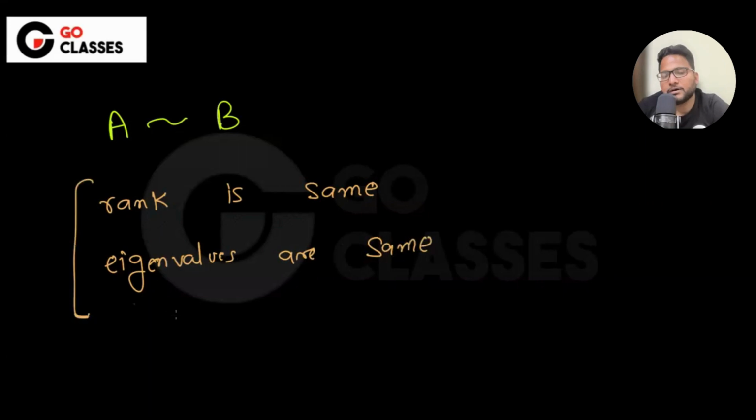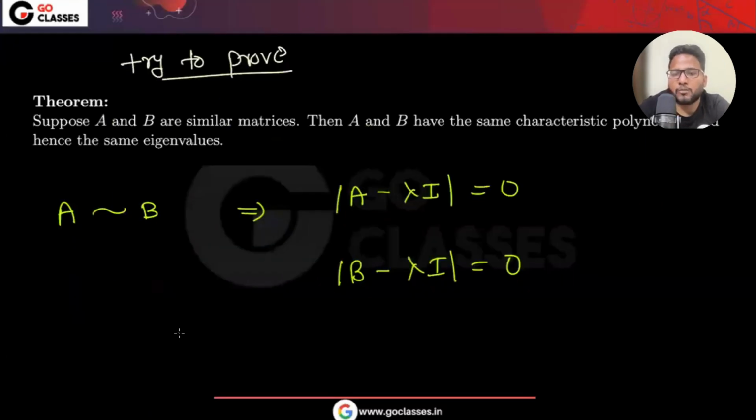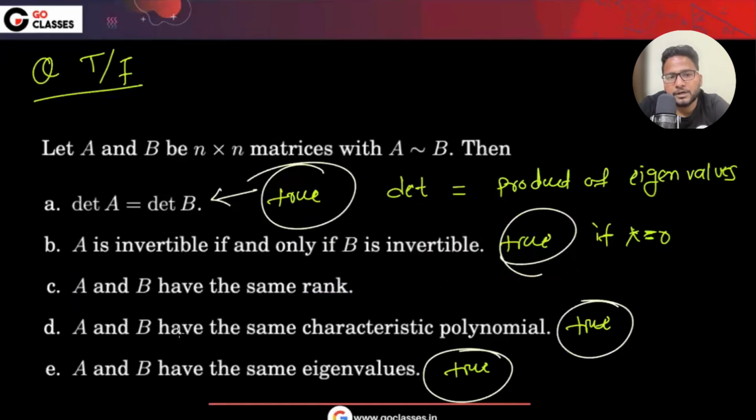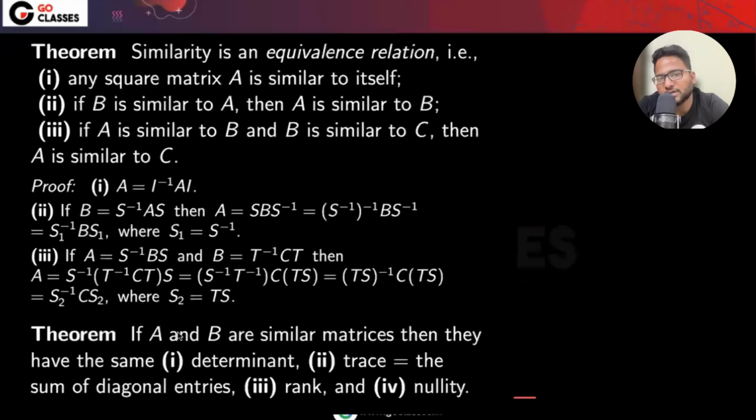Okay. I mean, the determinant and these things are just a byproduct, because the eigenvalues are the same. Then obviously the determinant will be the same, right? So the determinant will obviously be the same. Invertibility, these things are the same. So these are the two main things that are shared: rank and eigenvalues.